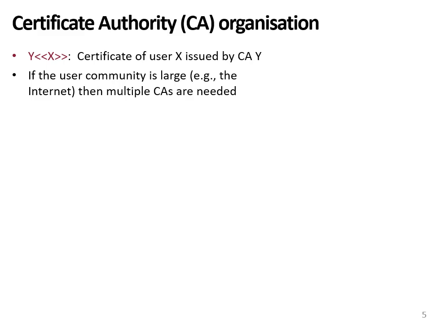In practice, however, a single certificate authority is not sufficient. If the number of users is very large, then multiple certification authorities are needed. This is, for example, the case on the internet. And let us define a certificate based on the user, X, and the certificate authority that issued the certificate, Y. So we can write in this way a certificate issued by Y for user X, his public key.